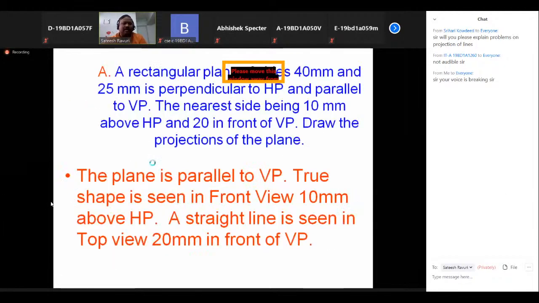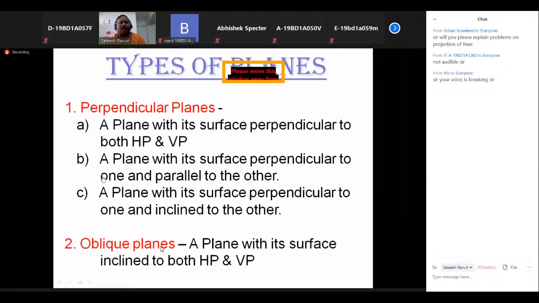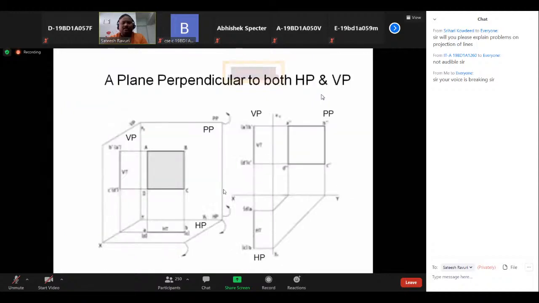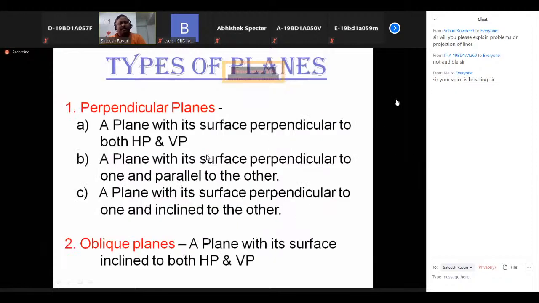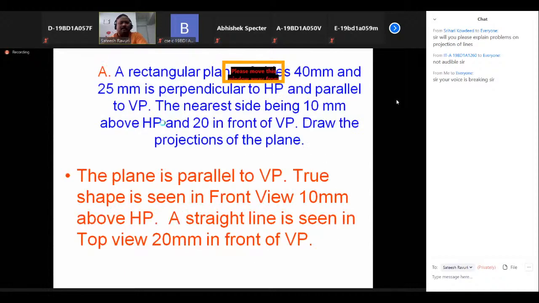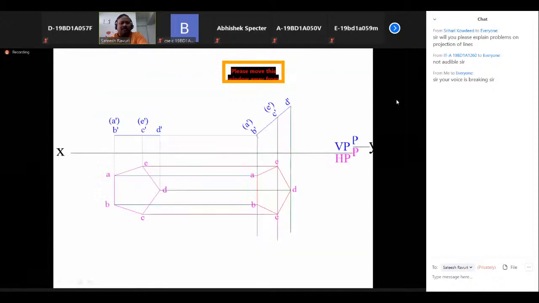Now coming to the second one, that is oblique planes. Oblique planes are those whose surface is inclined to both HP and VP, right? So now we have to make the surface of the given plane, whatever it may be, inclined to both HP and VP. Let us take one problem and see the solution, how it is going to be.